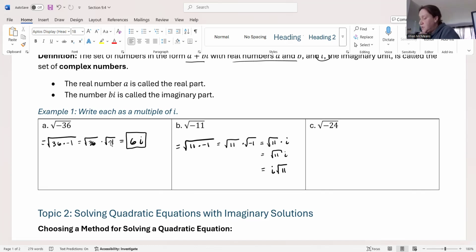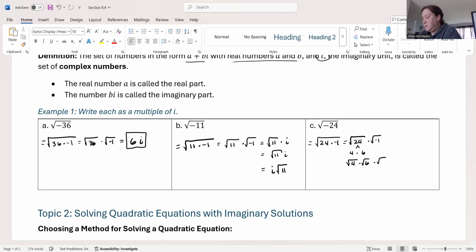All right, finally for part C, we have the square root of -24. We could rewrite this as the square root of 24 times -1. And we know now that we could rewrite that as the square root of 24 times the square root of -1. Well, the square root of 24 needs some work. I definitely have some factors that I could rewrite 24 as. I want to rewrite 24 as 4 times 6. So that tells me I have the square root of 4 times the square root of 6.